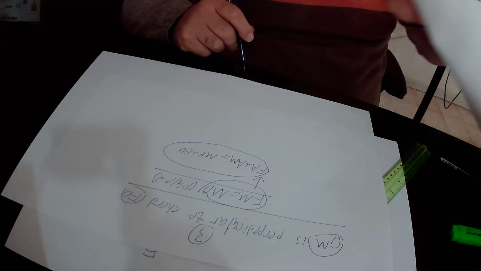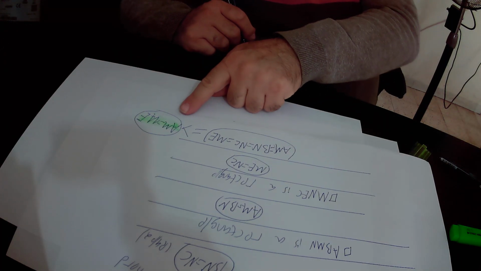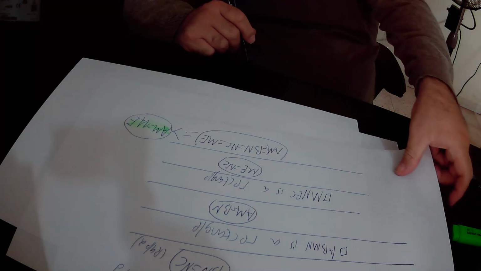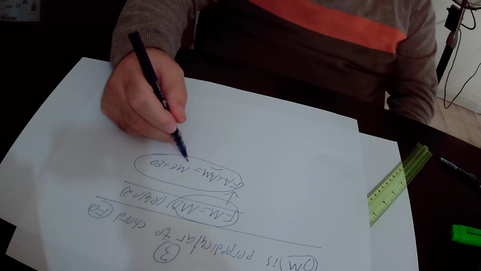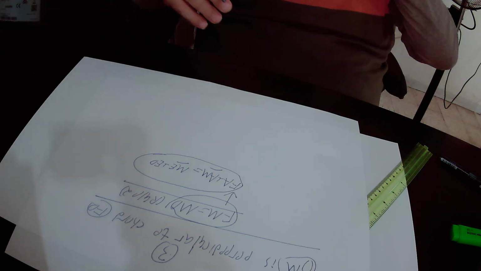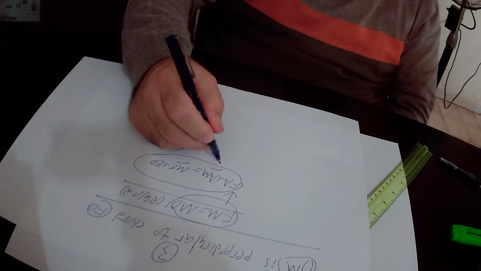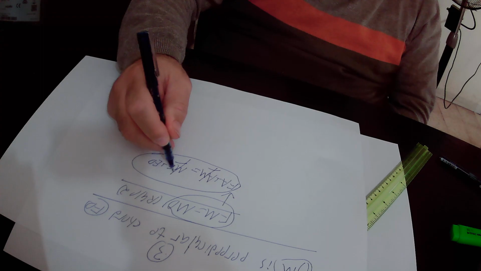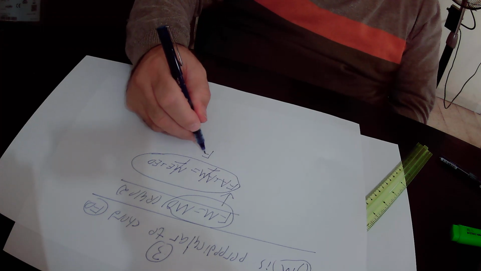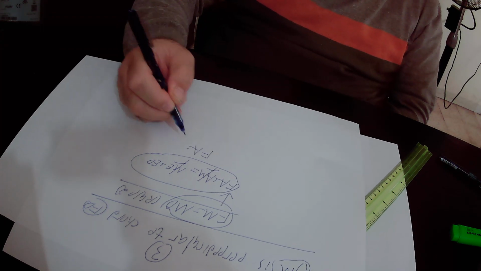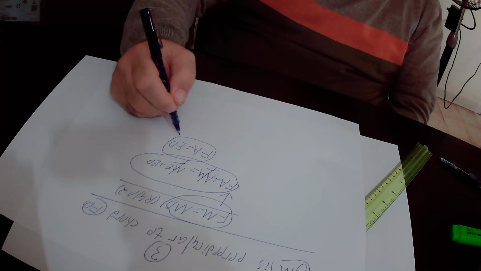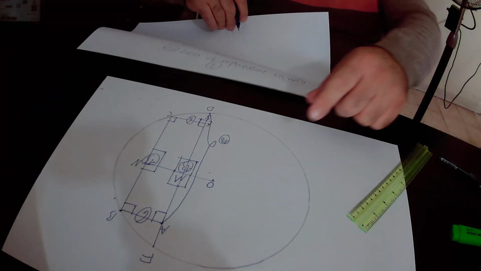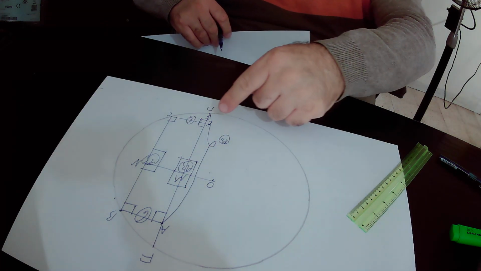But we have already found out that AM equals ME. So those two line segments are equal to each other, therefore we can cancel them out. Okay, we'll cancel them, and we're left only with FA that is equal to ED. FA equals ED.